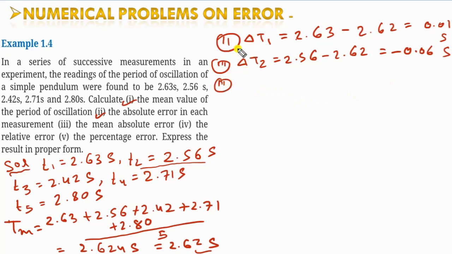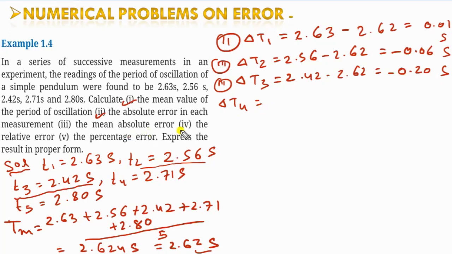Third is delta T3, that is the third absolute error. The third absolute error will be again measured value minus true value. The third time we got a measured value as 2.42 second. So it would be 2.42 minus 2.62, which would give us minus 0.20 second.